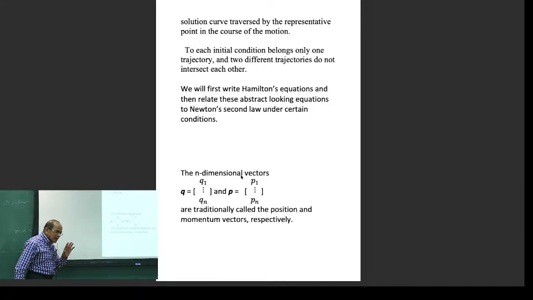We will now first write down Hamilton's equations and then later connect them with physical systems such as Newton's laws and so on. Okay, abstractly first we will write down, and then we will see the interpretation, how they relate various things. So, we will start with a column vector. These are coordinates and the corresponding momenta.